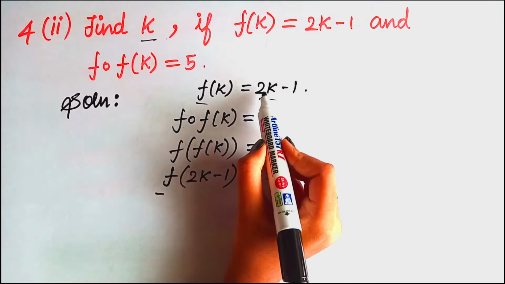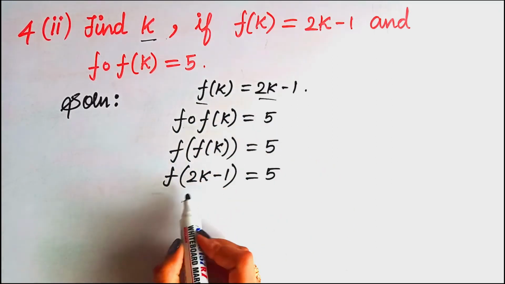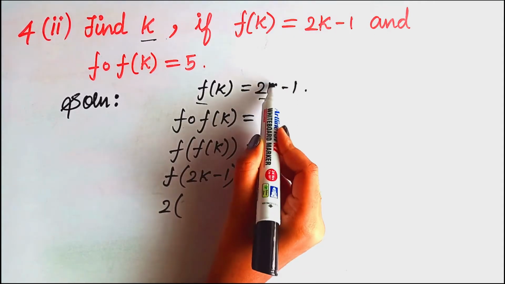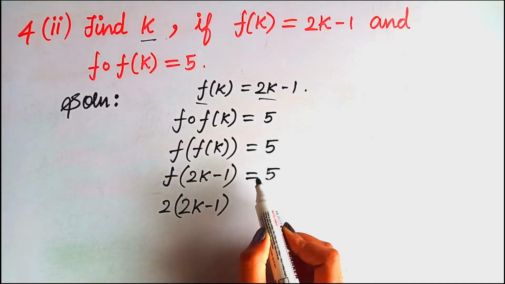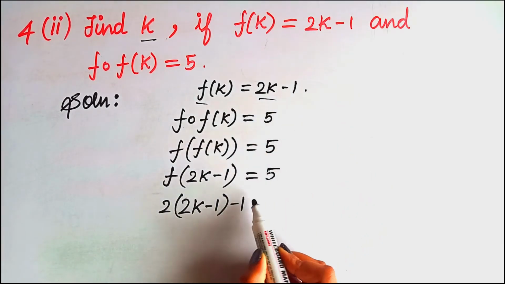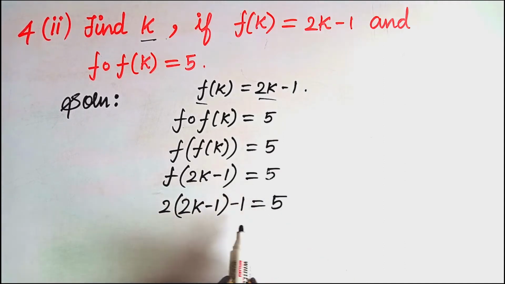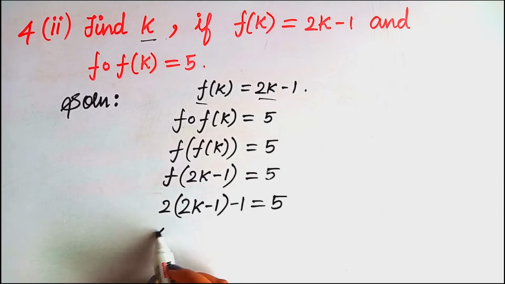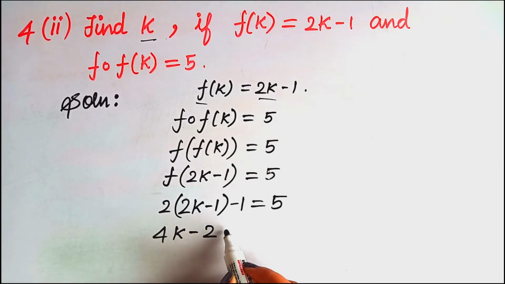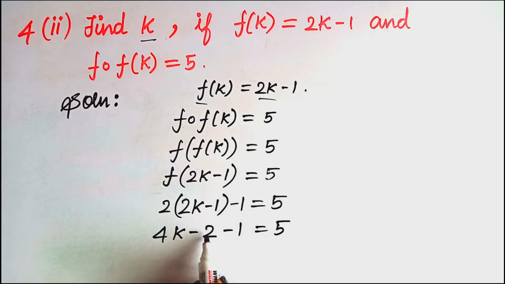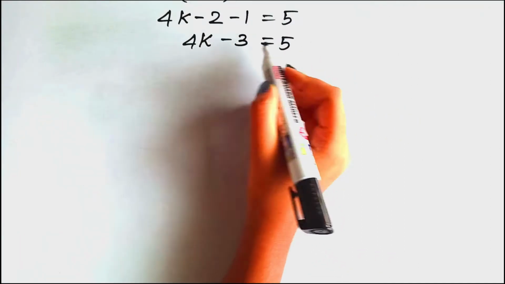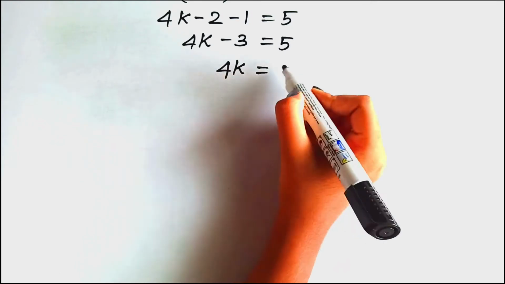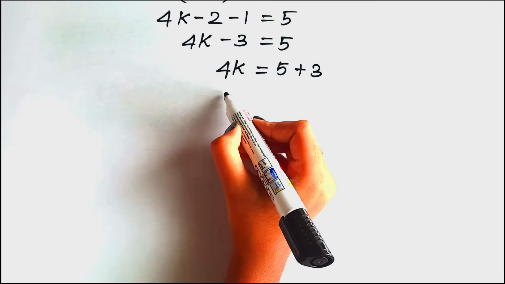Okay, now let's write, here there is a 2, so 2, and in the place of k you are going to substitute 2k minus 1. So 2 times 2k minus 1, and then there is a minus 1 here, so minus 1 is equal to 5. Okay, now let's solve this. Let's multiply 2 inside, so that we'll get 4k minus 2 minus 1 is equal to 5, and then let's add this, so that 4k minus 3 is equal to 5, and then let's take the minus 3 to the right hand side, so that we'll get 4k is equal to 5 plus 3.